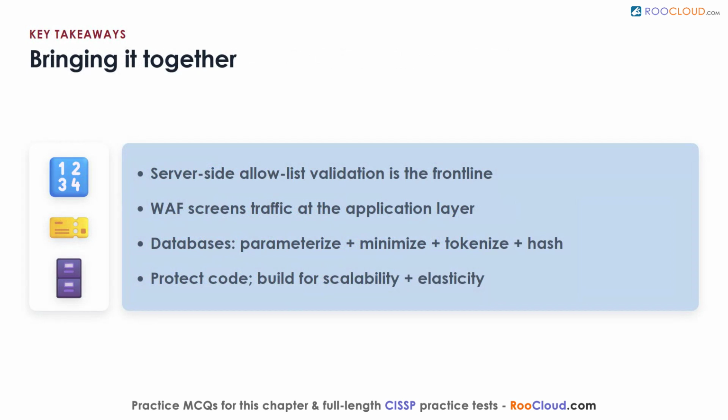So let's bring it together. Input validation, done server-side with allow lists, is your frontline defense, reinforced by escaping and layered against tricks like parameter pollution. A web application firewall screens traffic at the application layer before it reaches your server. Databases are protected by parameterized queries and by minimizing, tokenizing, and hashing the data they hold. Code is safeguarded through signing, dependency management, diversity, repositories, and integrity checks. And resilient applications scale and flex with demand. Layer these controls, and a single mistake no longer means a breach.